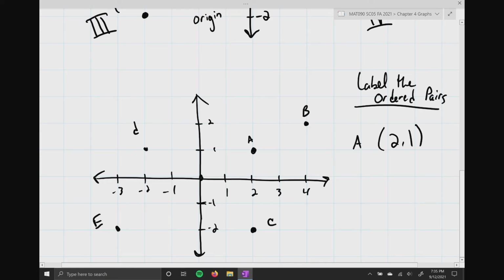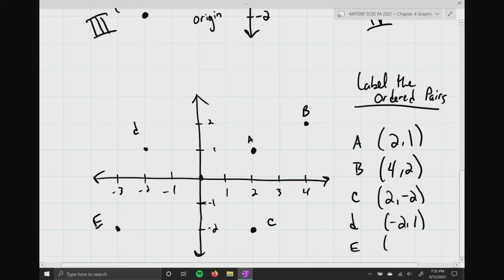Now I'm just going to speed up a little bit. B is going to be (4, 2). Point C is going to be (2, -2). Oh, D is going to be (-2, 1). And then point E, the last point, is going to be (-3, -2). Remember, ordered pair. Order matters here. X comes first, Y comes second. All right.